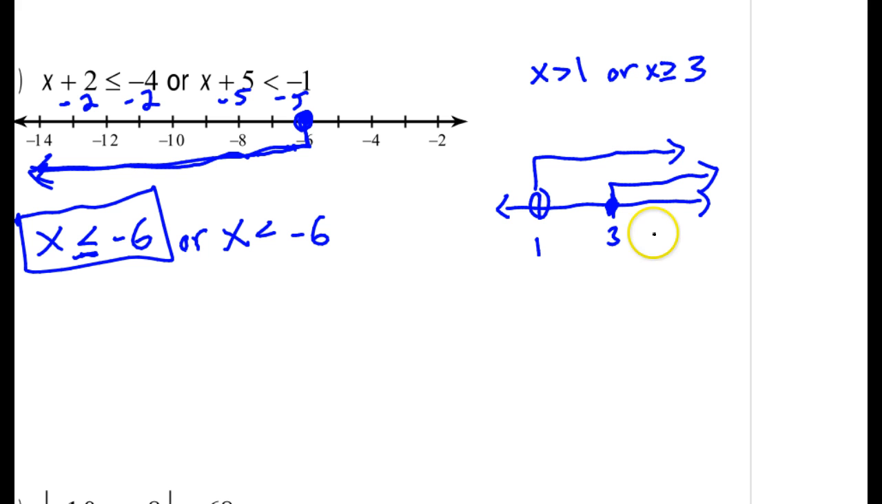Okay. Well, here's the thing. This one includes all of these numbers. Everything bigger than 1 will include everything bigger than 3. So our final answer will just be everything bigger than 1. We wouldn't even have to put this in our final answer because it's included. If you say I want all the numbers bigger than 1 or they're bigger than 3, it's redundant. You're saying the same thing twice.